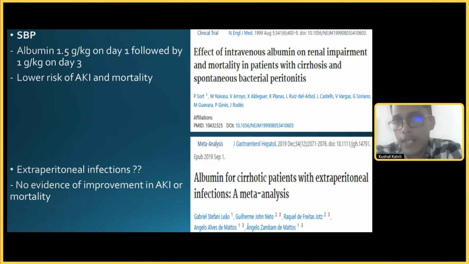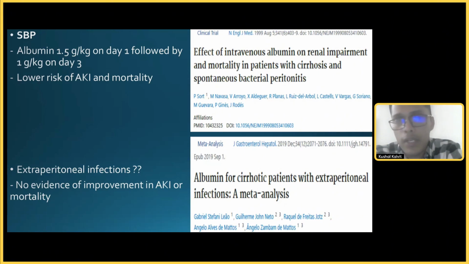And many trials have been done. I guess around 5, 6, or up to 10 randomized trials have been done. And recently a meta-analysis of all those trials was published in 2019. And even that meta-analysis could not provide any evidence of improvement in AKI or mortality in patients with extraperitoneal infections.